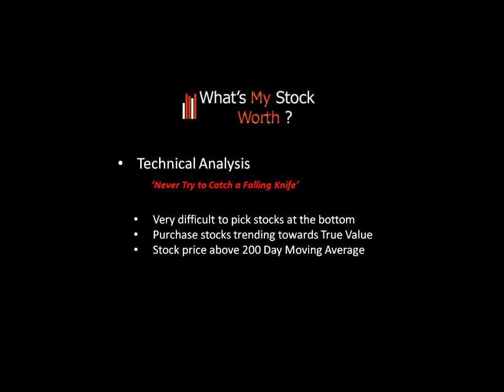The What's My Stock Worth strategy recommends to purchase only stocks trading above the 200-day moving average. So this is the lone technical tool we use. It is very difficult to pick stocks at the bottom. A stock may be trading downward because of mass psychology or information asymmetry, meaning some people have more information than you. As such, we've included this requirement to avoid picking stocks that are trending downward. So you don't want to catch a falling knife.